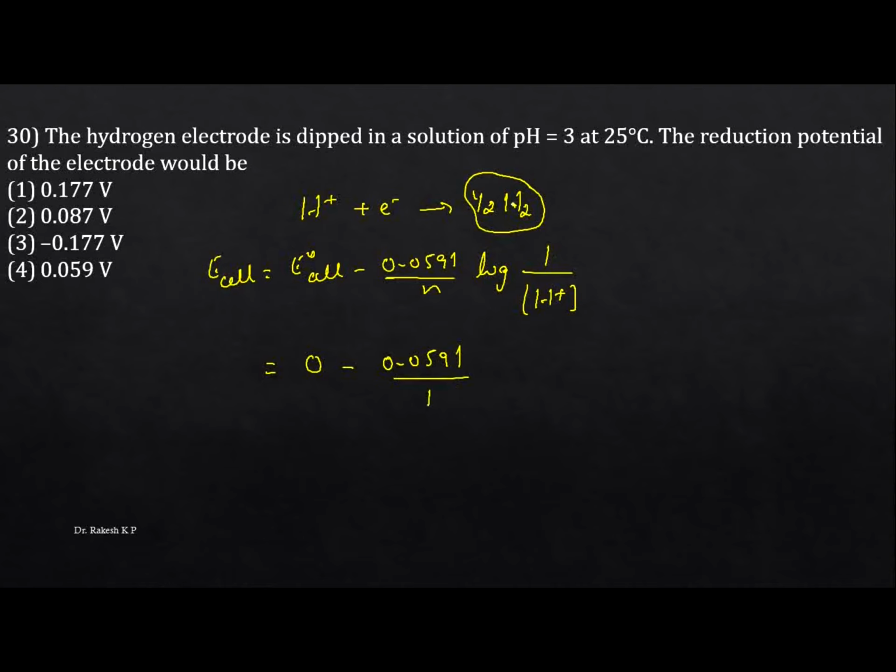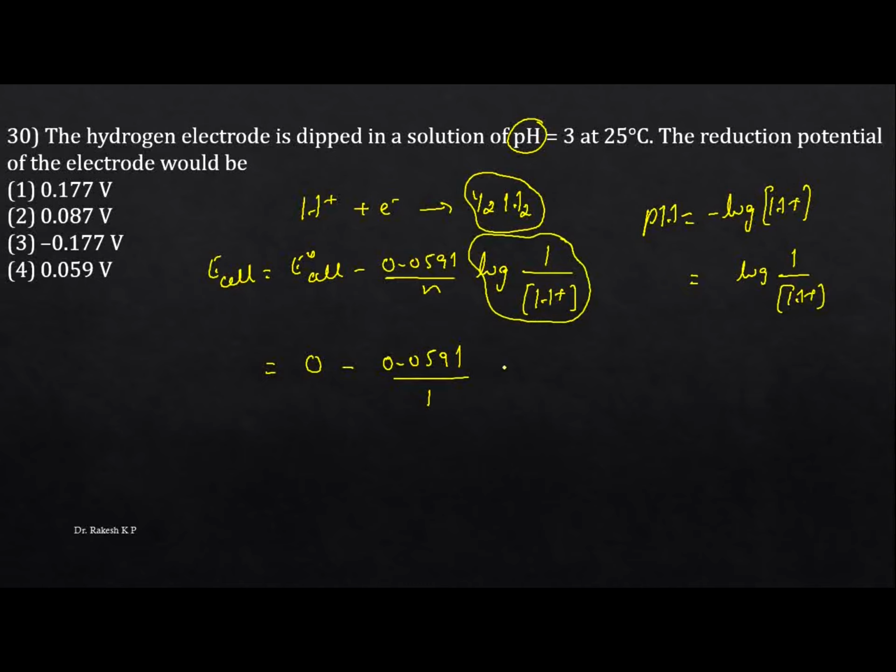Okay, just identify here: they are not given the concentration of H plus, but they are given the pH. So we know that pH is equal to negative logarithm of the concentration of H plus. This equation can also be written as log of 1 divided by the concentration of H plus. That means this entire term is nothing but the pH.